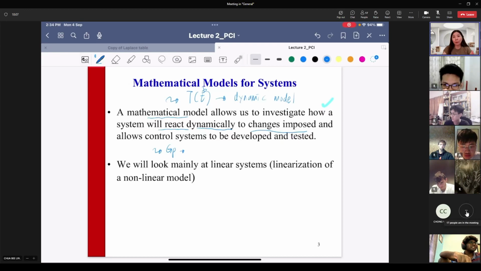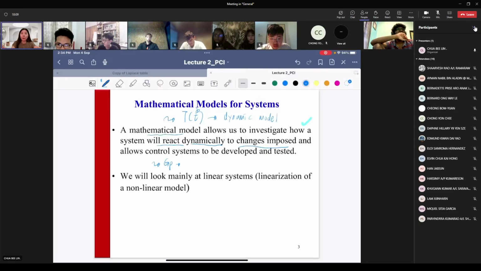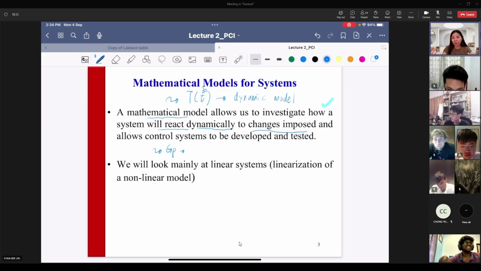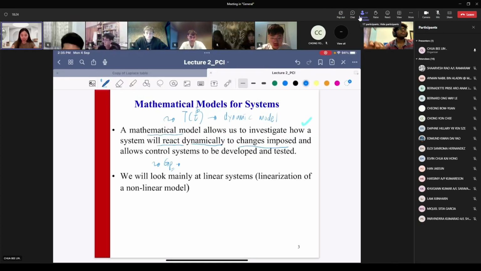For example, you want to control the tank level, or the temperature of the mixing tank, of the CSTR, or of a heat exchanger. So this is the process. P stands for the process. In GP, G stands for the transfer function, so GP means the transfer function of the process.